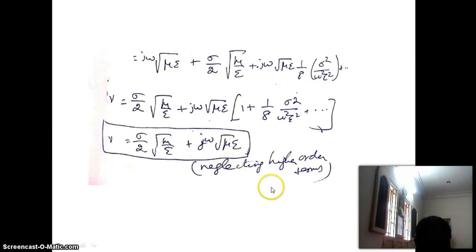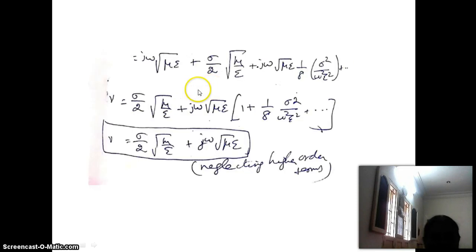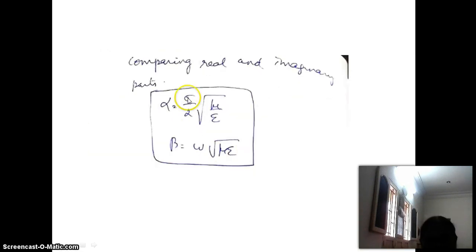So, you have this term, neglect the higher order terms. Now you can rewrite gamma as alpha plus j beta and compare the real and imaginary parts. The real part is alpha, sigma by 2 root mu by epsilon. This term is beta, which is the phase constant, given by omega root mu epsilon. So alpha equals sigma by 2 root mu by epsilon and beta equals omega root mu epsilon.